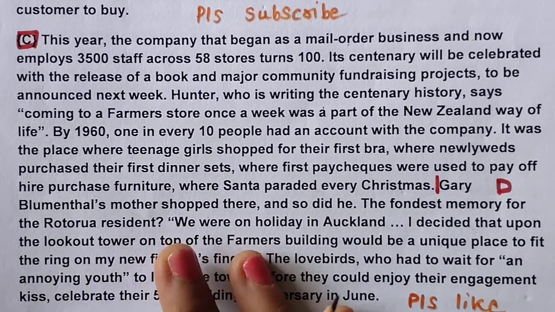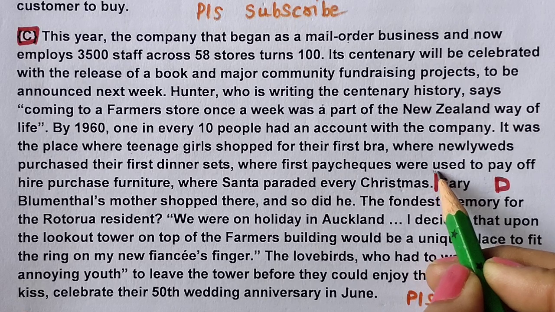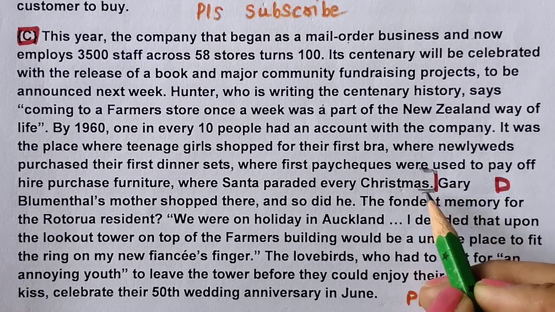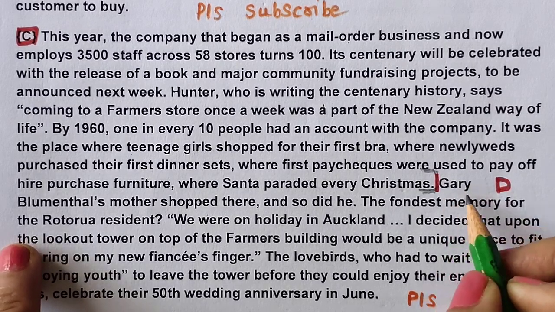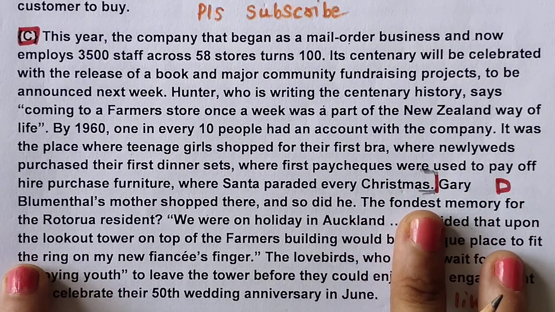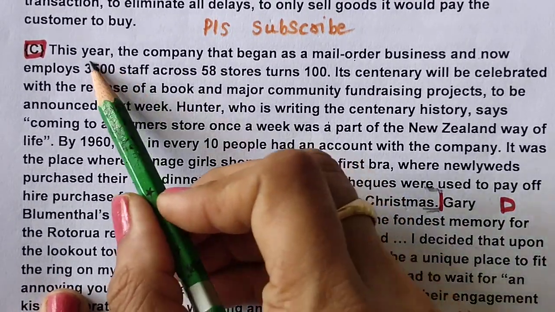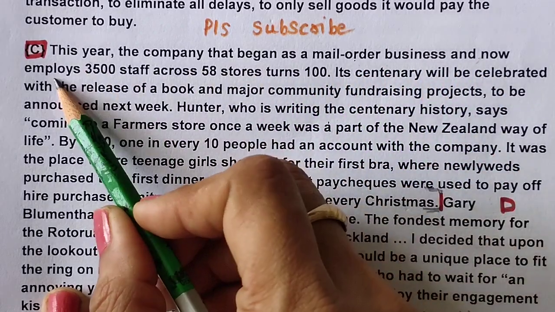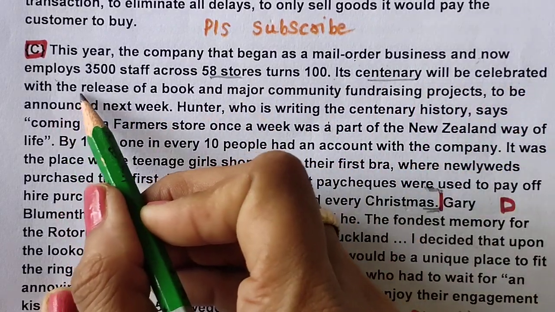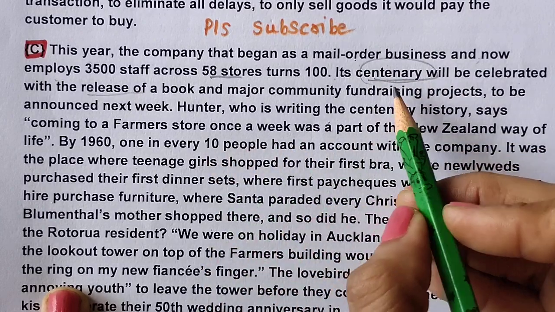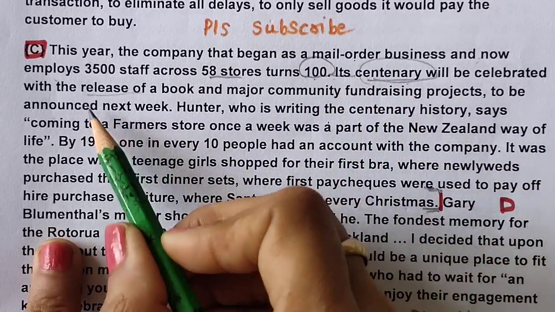I request you, do it with me. From here it is D paragraph, so we have to read up to C. So don't comment like someone was opposing me that you have made changes in the reading passage. No, I can't change anything in the reading passage. Whatever they have given, I have just taken a print out. So this year, the company that began as a mail order business now employs staff. Its centenary will be celebrated with the release of a book. Centenary here means 100 years. If you do not know the meaning, you can just think turns 100.